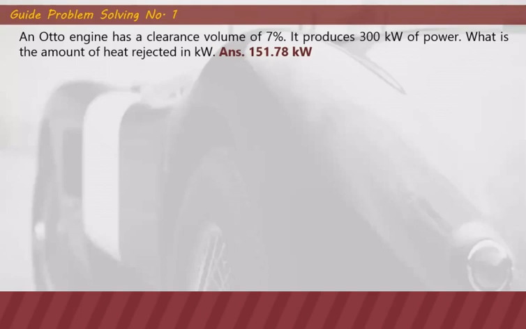These are sample problems based on our topic, theoretical cycles. Guided problem solving number 1. An Otto engine has a clearance volume of 7% and it produces 300 kilowatts of power. What is the amount of heat rejected in kilowatts?